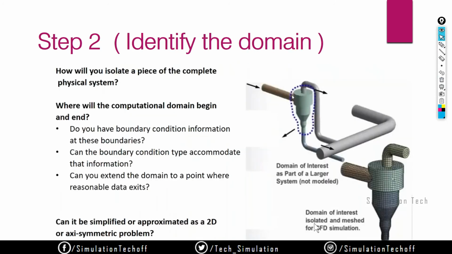Fine. So step number 2 is identify the domains. Okay, most people make a mistake here. They model the entire thing, give the entire model to the CFD part and try to mesh that. They will end up with a huge mesh. If you have a large number of mesh elements, obviously the problem will take 3 to 4 days to solve. Okay, you will have a large number of nodes.